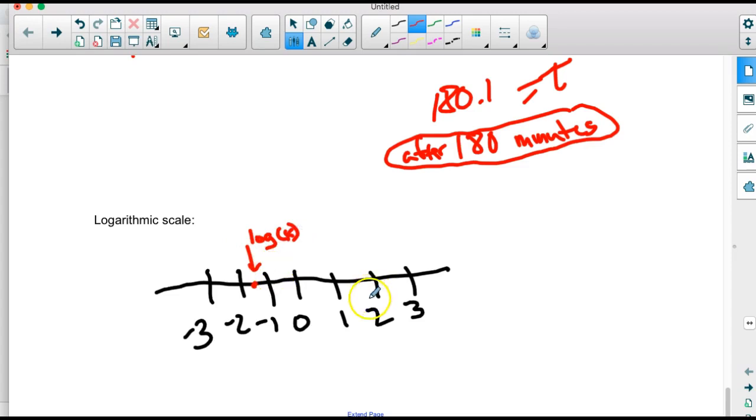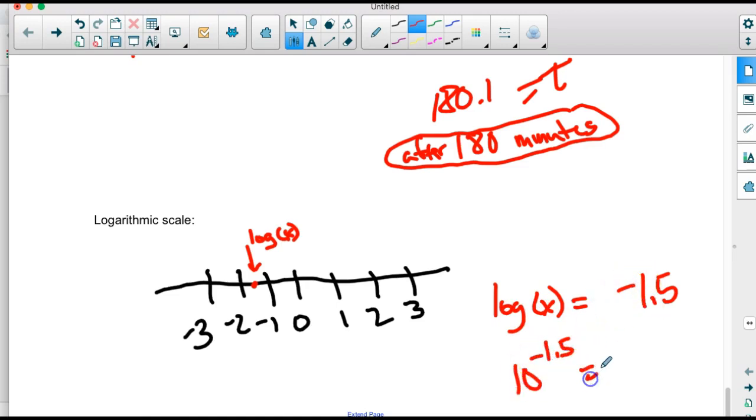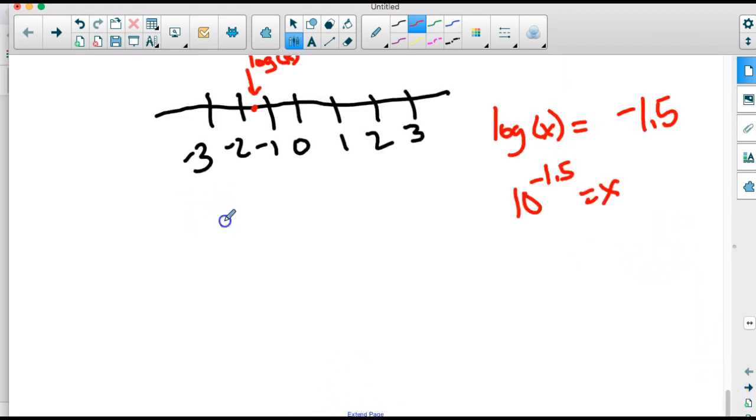Now this is base 10. So what we would do is we would say the log of x equals, by this picture, -1.5. So to figure out what x is, we just convert. This is base 10, so it's 10 to the exponent, -1.5 equals x. So we're just converting it into the other form. And so our answer to this problem is approximately, for this answer, x is approximately 0.316 to 4 decimal places. So this is the exact answer, but this is the decimal answer.